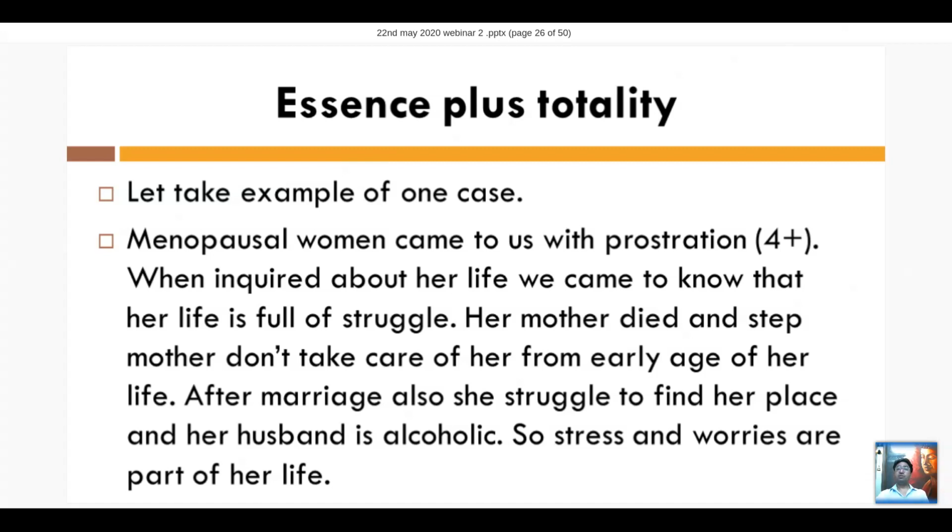So here a menopausal woman came to us with prostration 4 plus. When inquired about her life, we came to know that her life was full of struggle. Her mother died, and her stepmother didn't take care of her from the early age of her life. After marriage, she also struggled to find her place, and her husband is alcoholic. So stress and worries are part of her life.